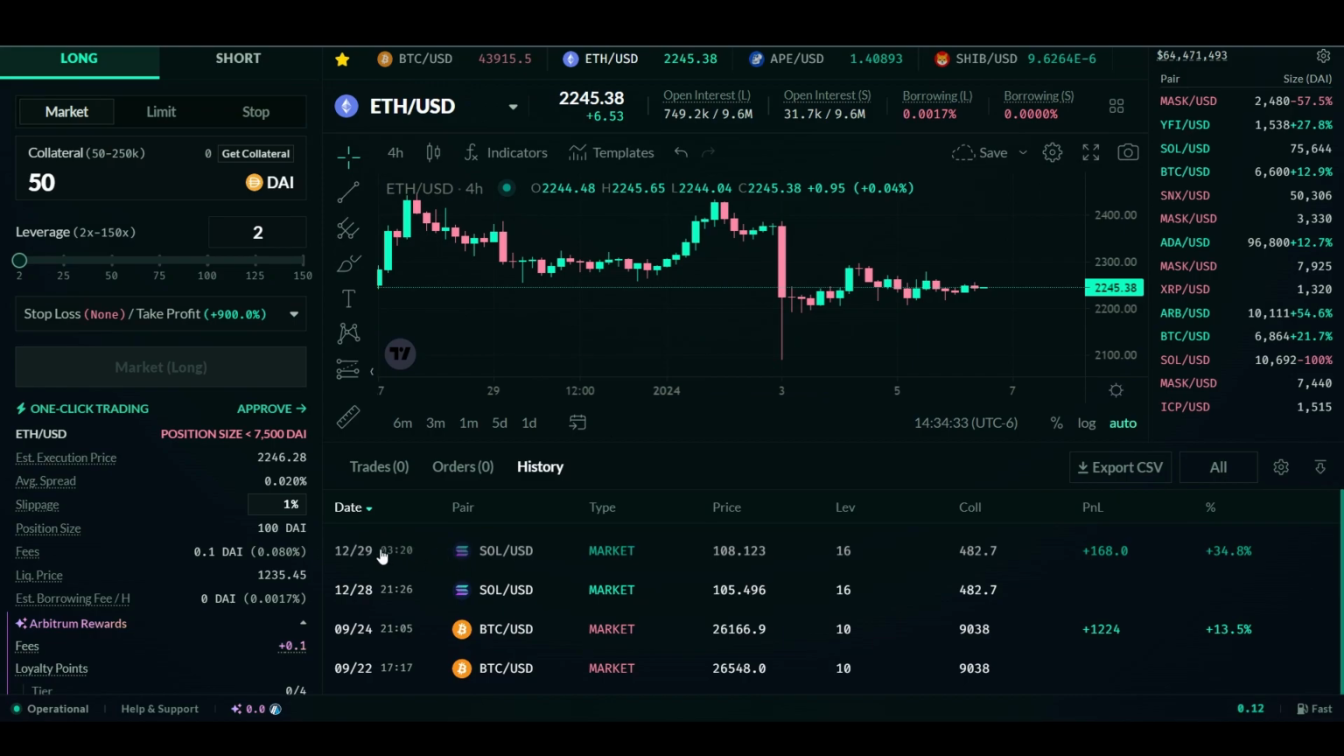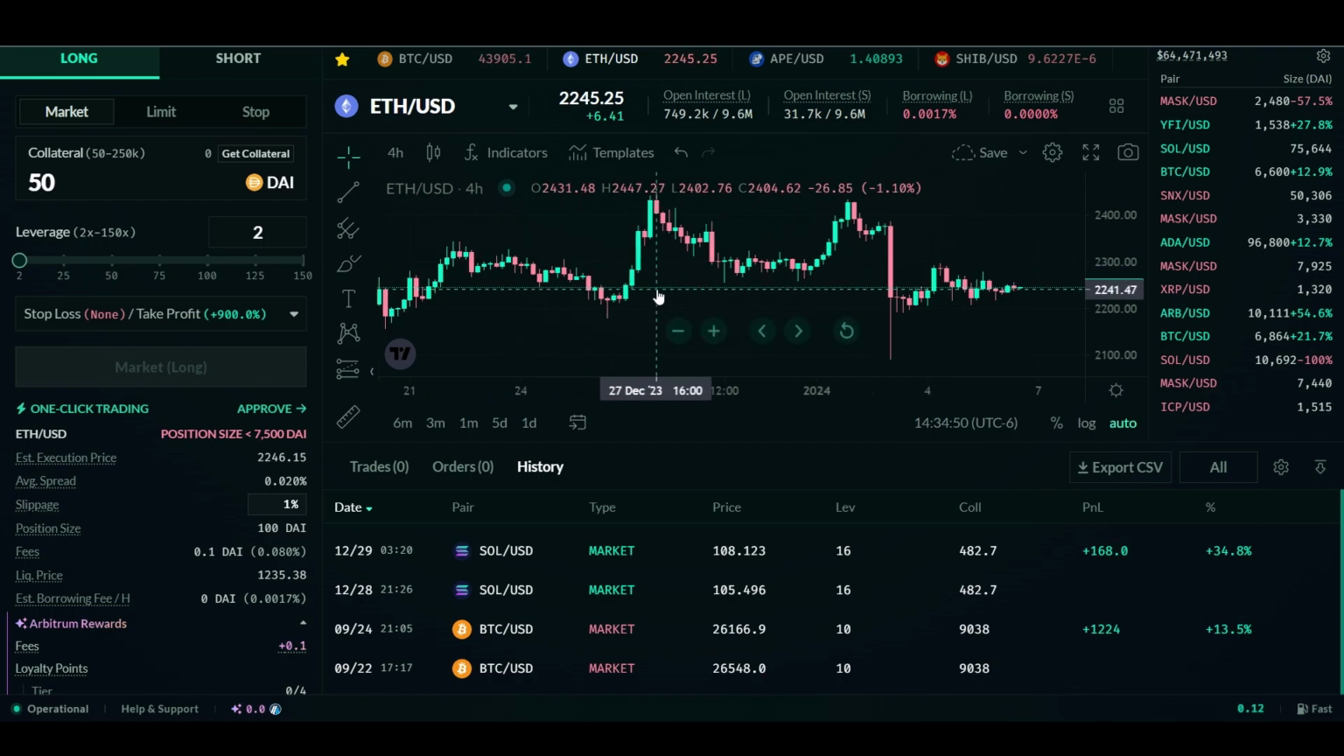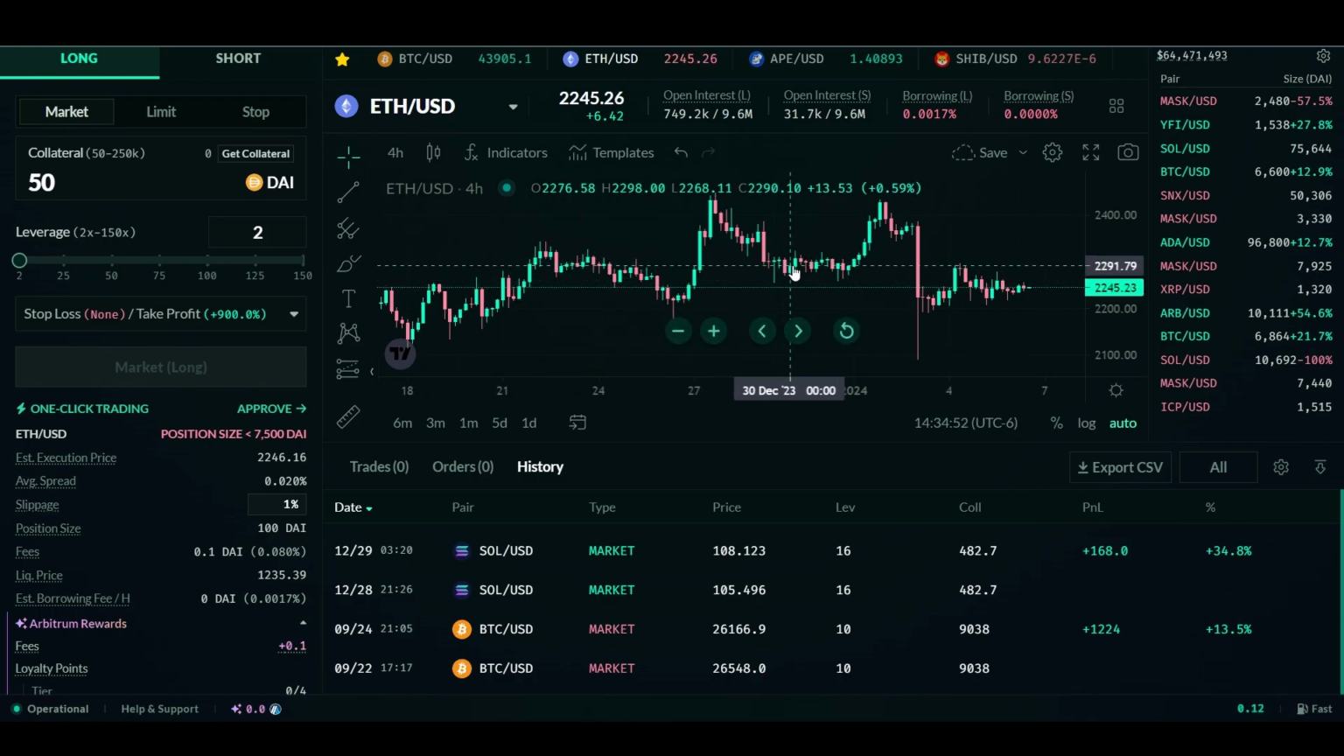And it was at 320, 1229. So somewhere around here. I don't know what happened. I don't know why I chose this particular part of the chart to long Solana. Maybe I was just guilty, desperate for points. I was like, okay, I'm buying the dip, and then it actually went up.